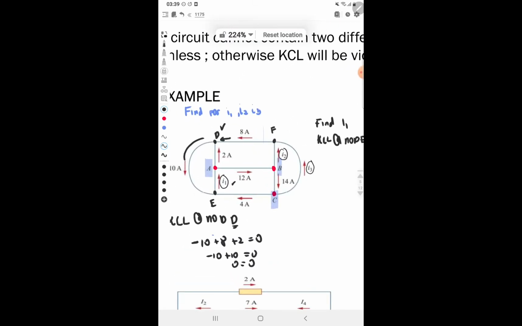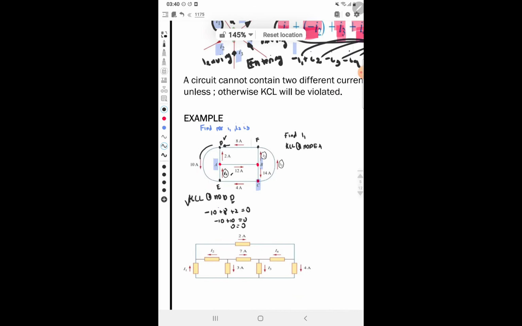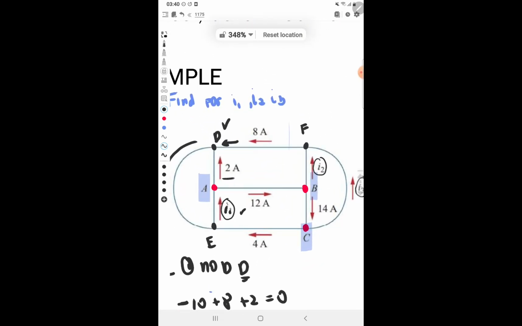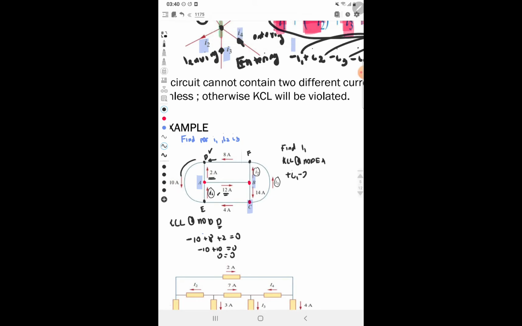So considering our node A, which is this, the current entering the node is our I1, so positive I1. And the currents leaving the node are our 2 ampere and our 12 ampere. So we have negative 2 less 12 equals 0. Therefore, I1 is equal to negative 2 less 12, which is negative 14. When we transpose, it becomes positive 14 ampere.